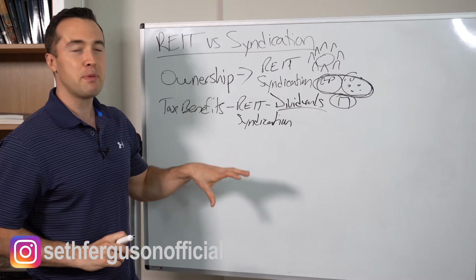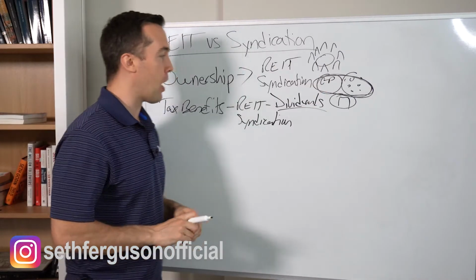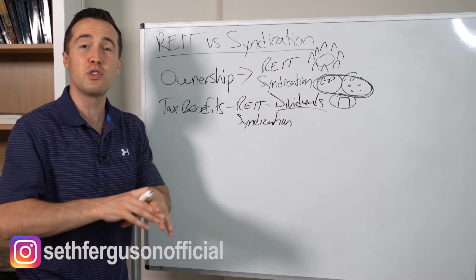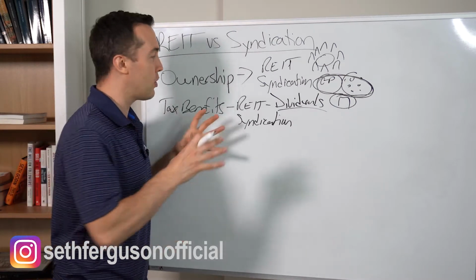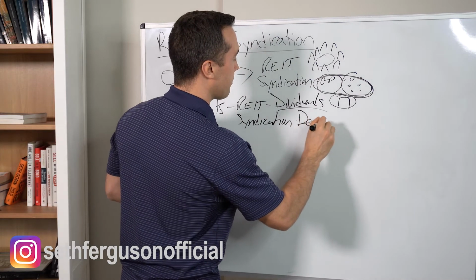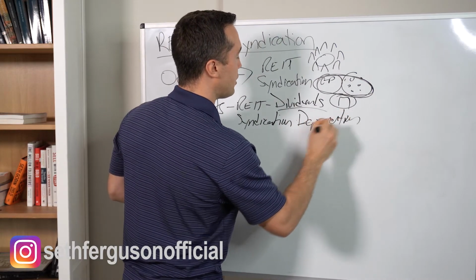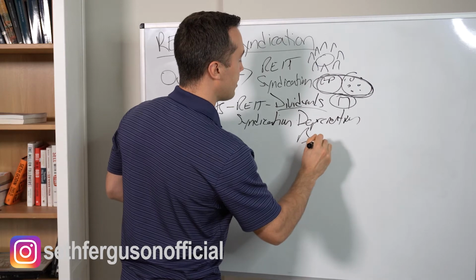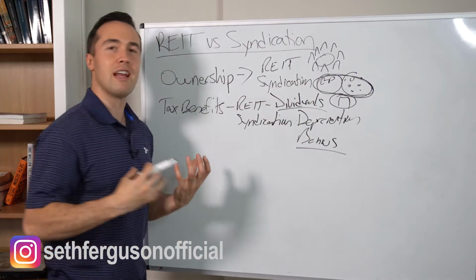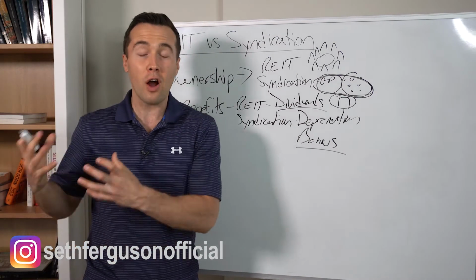With the syndication, because you have direct ownership of the property, you get flow-through tax credits. So you can actually use those tax credits to offset your income because we can take advantage of depreciation. Then we have bonus depreciation through cost segregation. And we have all these things that flow through, and you can actually use those to offset your other income.